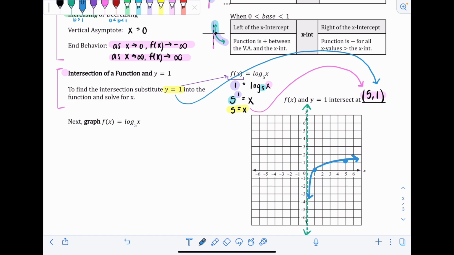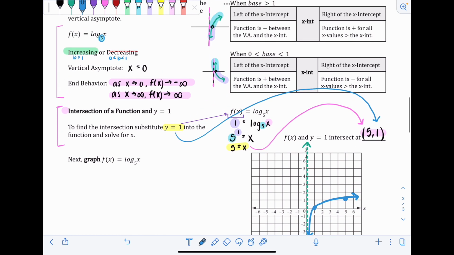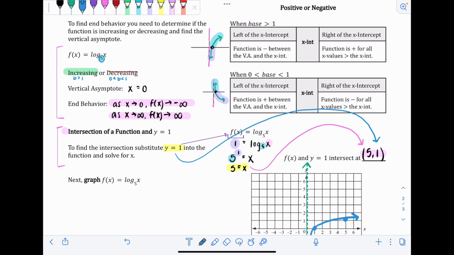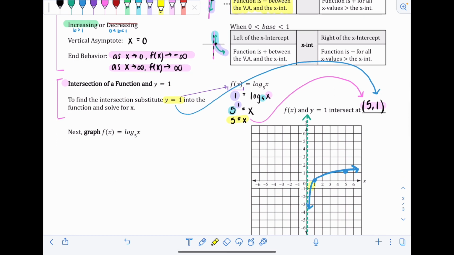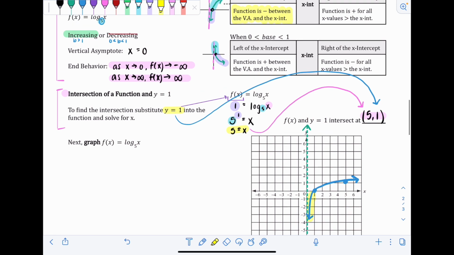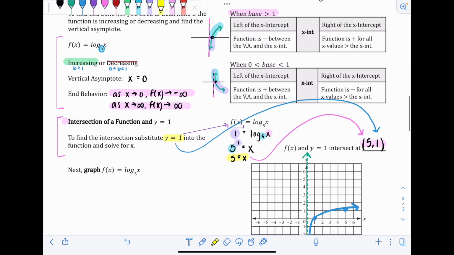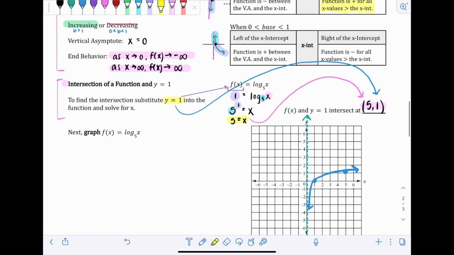So we have those 2 points, and we can just use end behavior to fill in the rest of the graph. I want to refer back up to these tables really quickly. In this case, we had a base that was greater than 1. And if you look, our graph matches up with what the table is saying it should be. Right here, it says the function is negative between the vertical asymptote and the x-intercept. Negative down here between the vertical asymptote and the x-intercept. And then if I look at the other side, to the right of the x-intercept, it says the function is positive for all of the x values that are greater than the x-intercept. So that's describing this section of the graph.